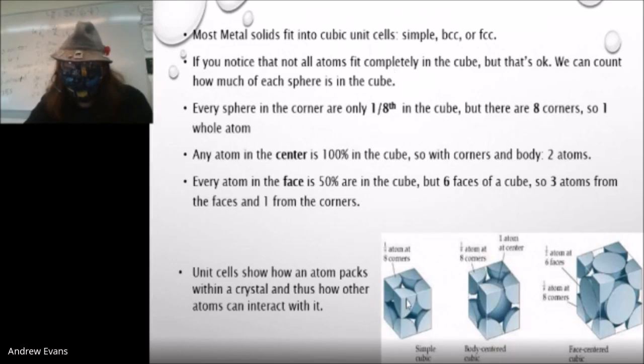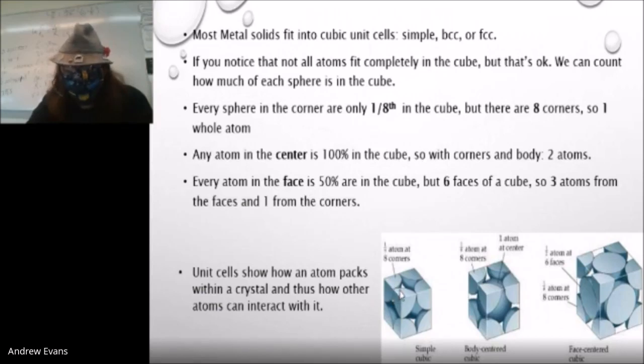Now, looking at this simple cubic down here, you notice if I did this simple cubic, not all of each atom would fit within a unit cell. The atom is actually sliced into a small fragment, but that's okay, because when we count atoms within a unit cell, we're going to add them all up from each fragment.